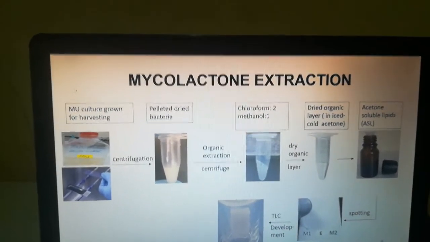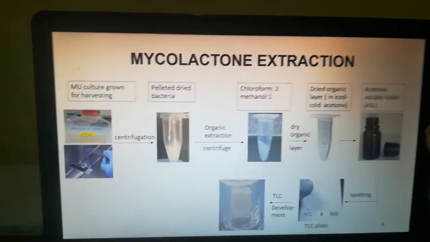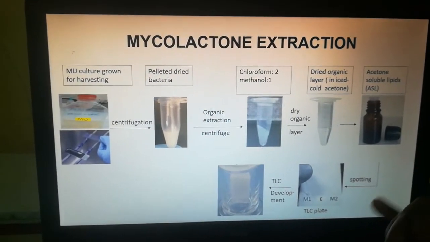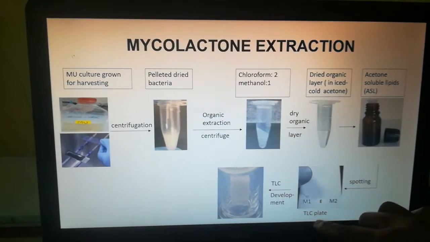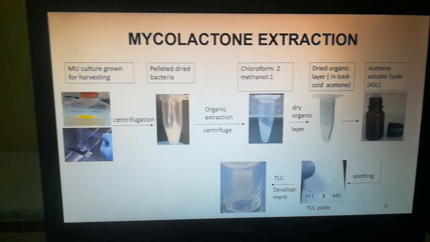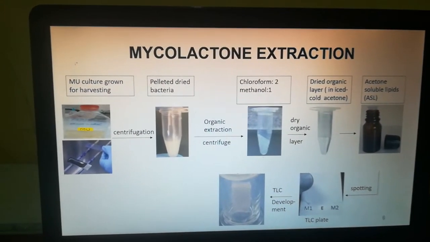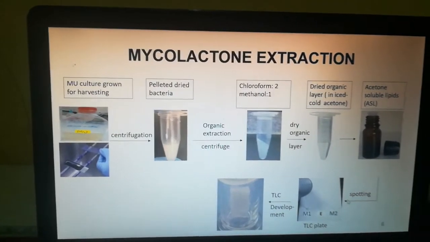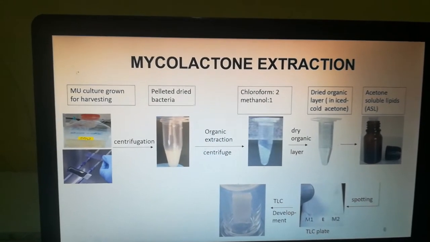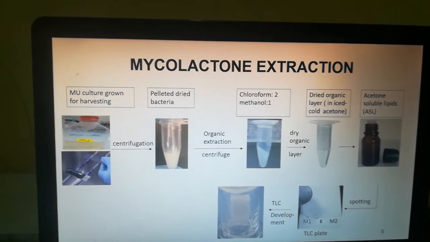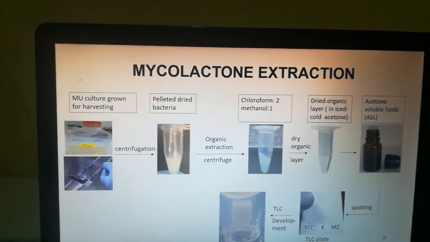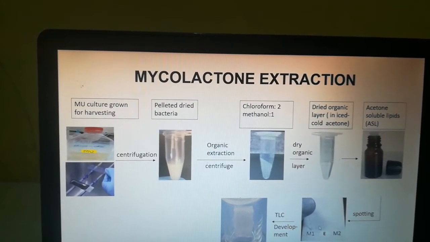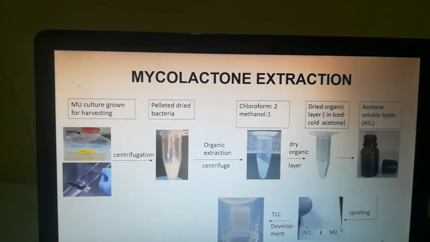And once our acetone soluble lipid has been obtained, you can then spot it onto a TLC plate, and that's a silica gel plate. With a silica gel plate, you have to draw your line of origin and then your endpoint line, and then using a capillary tube, you pick a volume of the acetone soluble lipid and spot it on the line of origin, not forgetting your standard.